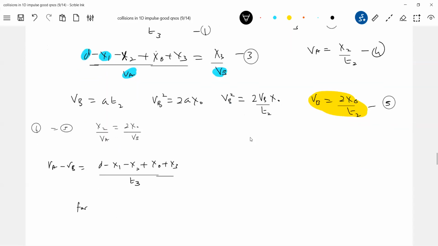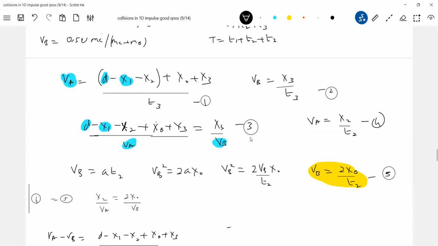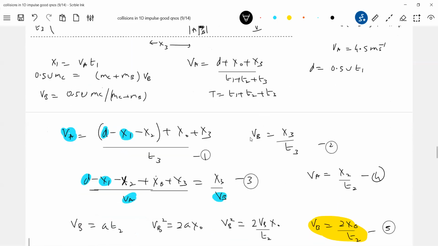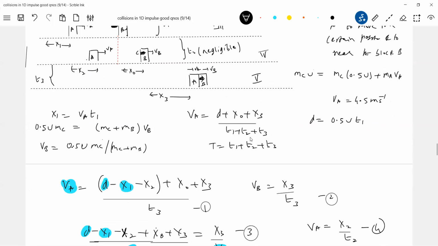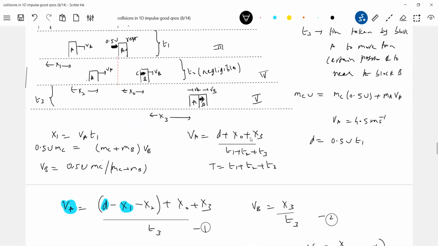What is further, X0 you can write? X0 you can write as, it is available here only, no? X0 you can write as VB T2, or in terms of speed... I brought one equation, sir. Wait. No, X3 should not be there, right? When we are subtracting the relative distance, this is D minus X1 plus X2. Yeah, X3 will not be there.